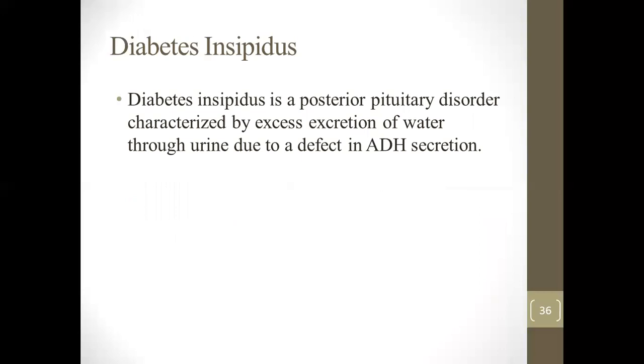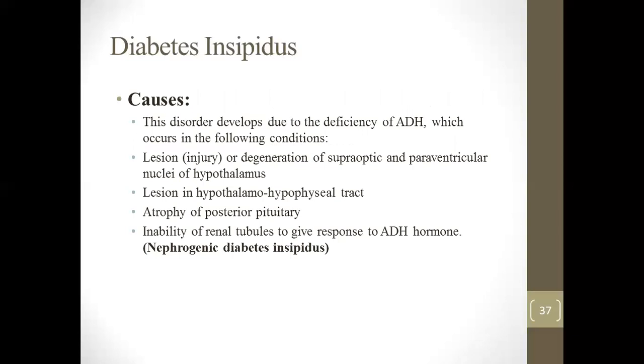Then second is the diabetes insipidus. अब इस disease के अंदर क्या होगा? This is hyposecretion of ADH. Then the hyposecretion of the ADH, then there will be excessive flow through the kidney and less reabsorption of water through the kidney. What are the causes of the diabetes insipidus?